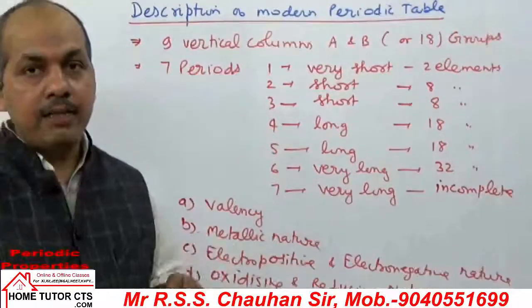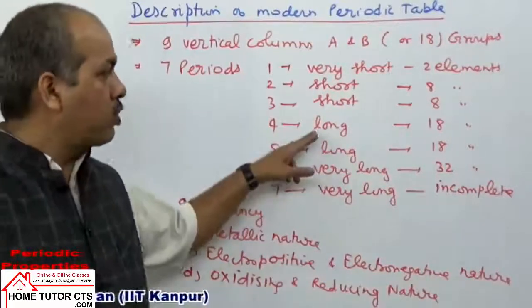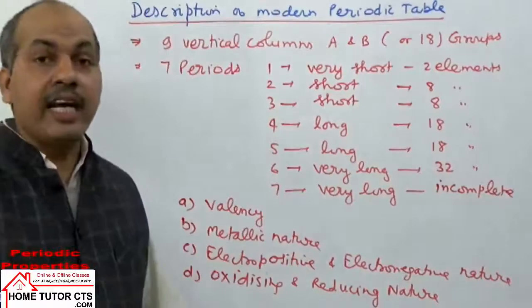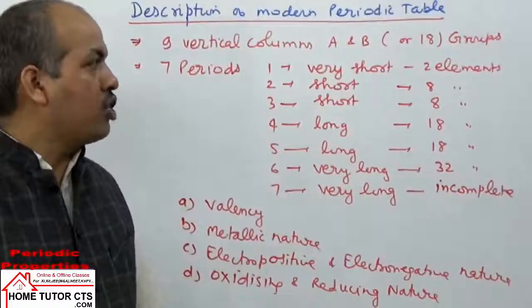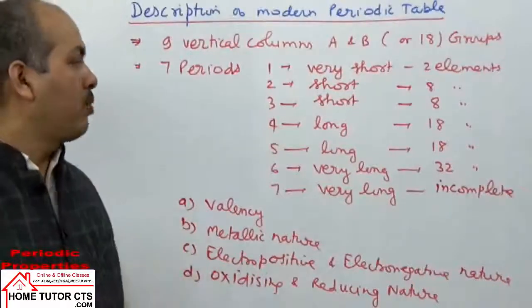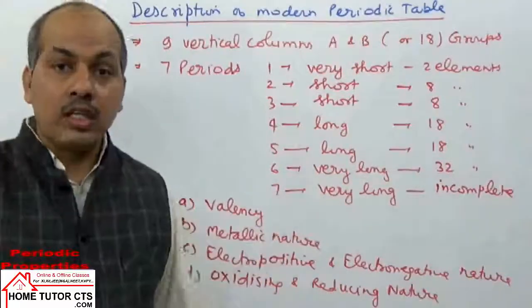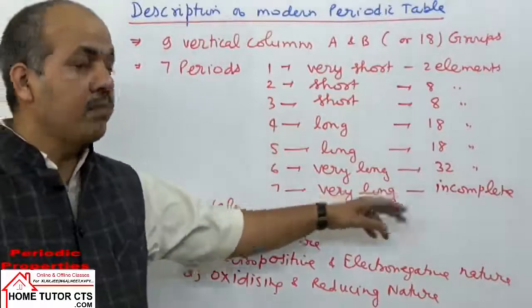Then we have long periods. The fourth period is called a long period in the periodic table. In fact, the fourth and fifth are both called long periods, each containing 18 elements. Then the sixth period is called a very long period. It has 32 elements. And then we have the seventh period, very long but incomplete.